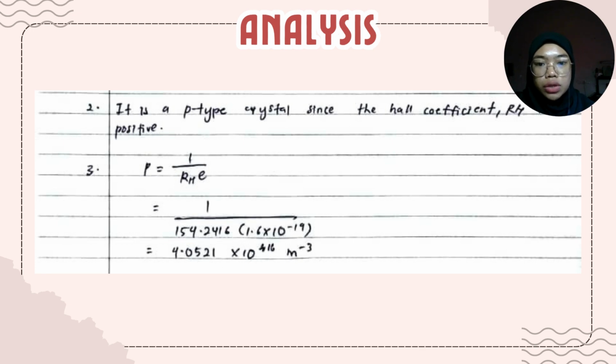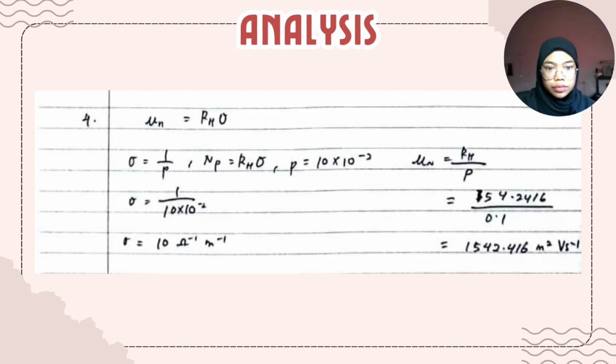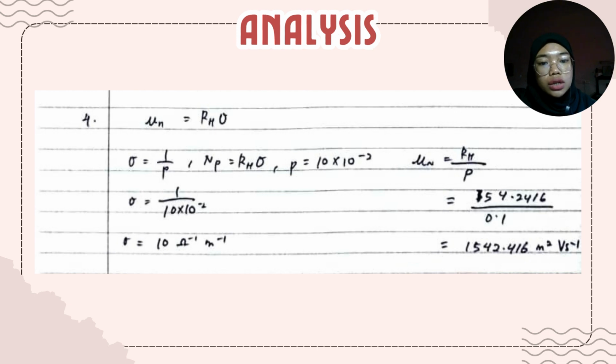It is a p-type crystal since the Hall coefficient is positive, and this is the calculation of charge carrier concentration of p, which we got 4.0521 times 10 to the negative 16 meter cube. And this is the calculation of carrier mobility using the formula, which we got 1542.416 meter squared per volt second.